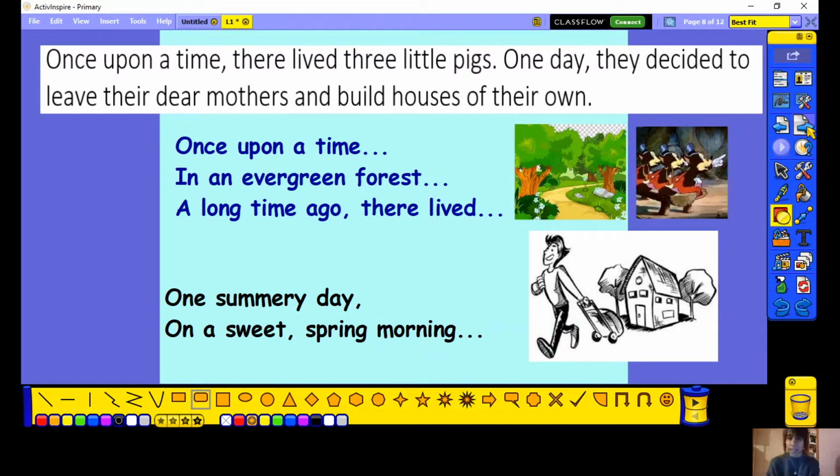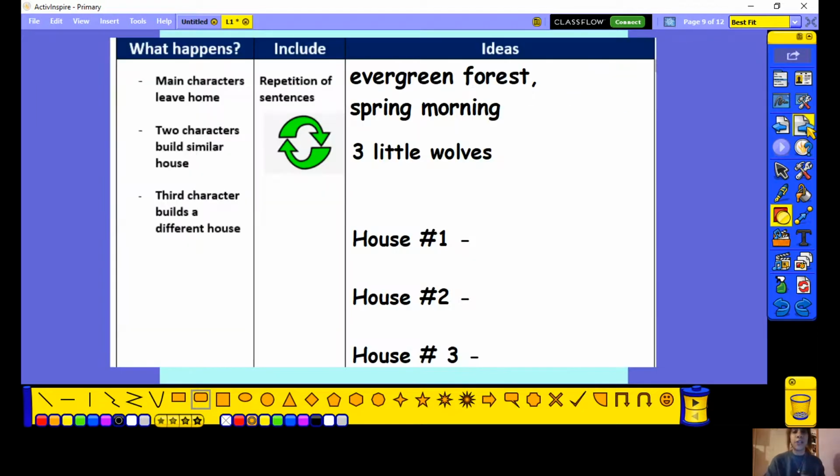And then instead of one day, I can change that adverb of time. One summery day, on a sweet spring morning. So loads of ideas we can use here. What I'm going to ask you to do is, in our first couple of sentences, we are going to introduce our characters and show that they want to leave home. So you have got your box up. So this is where you can write all your lovely ideas.